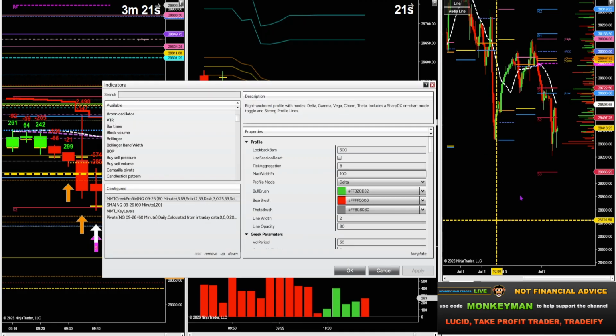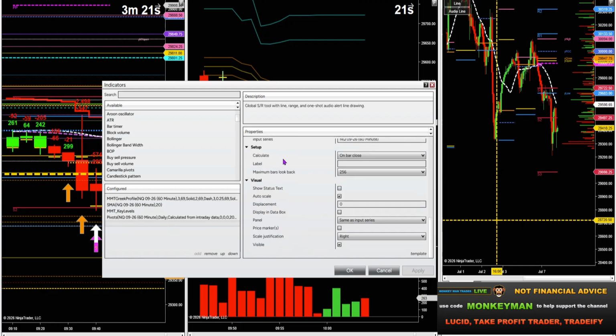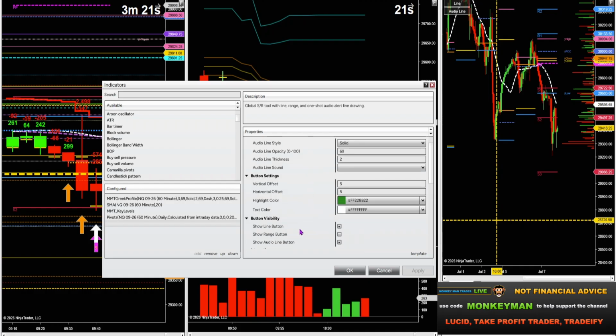And then for the 60-minute chart, I've got the Greek profile in delta profile mode, got a 20-period SMA, got a very stripped down version of the MMT key levels with most of the features turned off. I've got the built-in pivots. Then I've also got the MMT super doodle, which is invisible because I deleted the label down here. But I'm just using this with default settings. It's showing me the line button and the audio line button. There's also a range option, which I have deactivated.